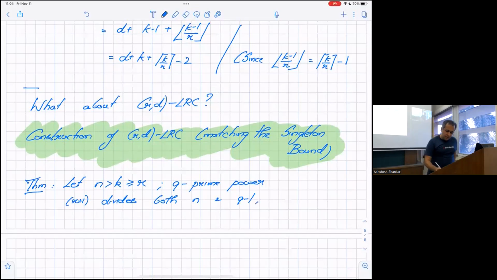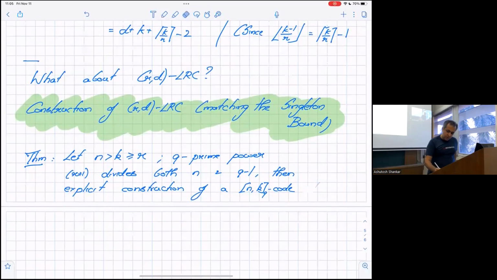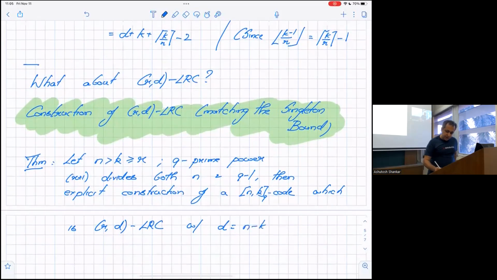So then we will show, and we give an explicit construction of an n, k, q code which is an RD LRC with T being exactly whatever T is specified by the D, which will be equal to n minus k minus this.